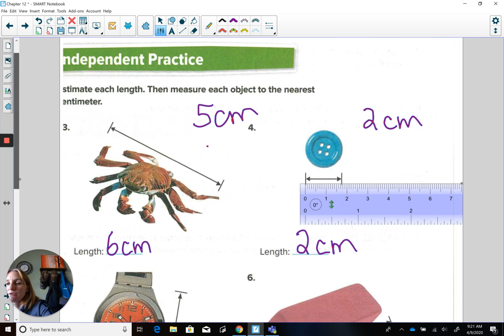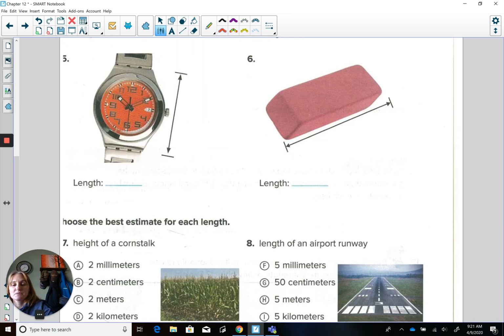Okay, we're going to skip the watch and the eraser because you're not going to actually be able to measure yours today. Instead, you're going to see problems more like what are at the bottom down here. So I want us to spend more time on that. So we're going to choose the best estimate for each length. We are not going out and measuring corn stalk, which is what this one says. We're just looking at the picture, comparing it to things we know, and trying to find the best unit of measure, okay, without using a tool to measure it with.